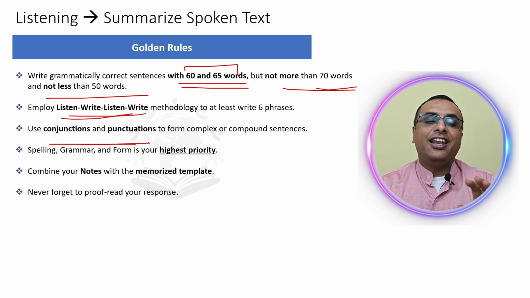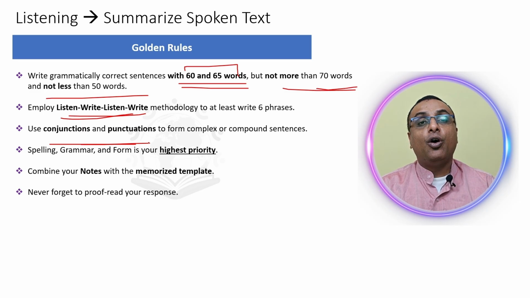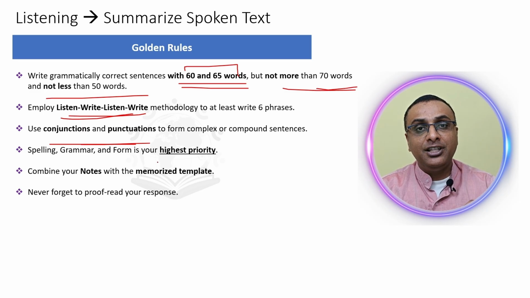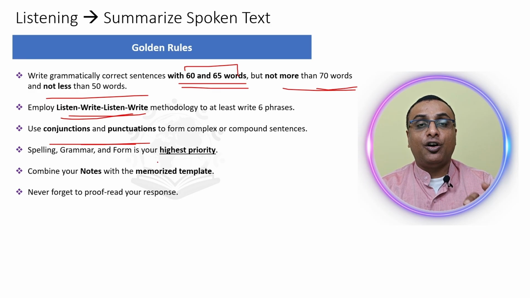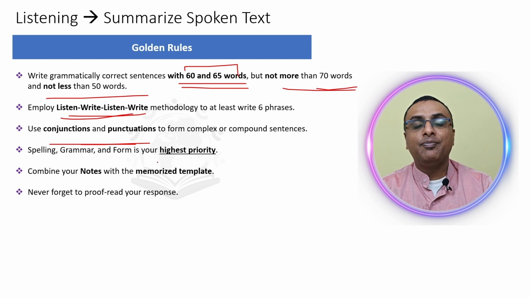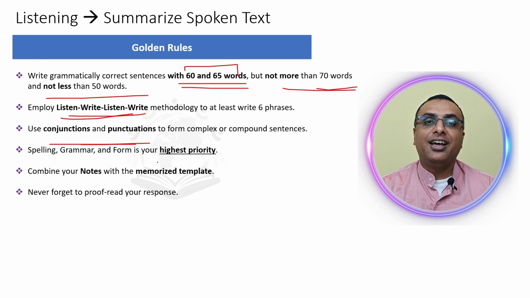Next, never forget to proofread your response. You'll have an overall time of 10 minutes to complete your response for summarized spoken text. Spare 2 to 3 minutes of time to check all the errors related to spelling, grammar, or vocabulary. Never submit your answer without proofreading your response.